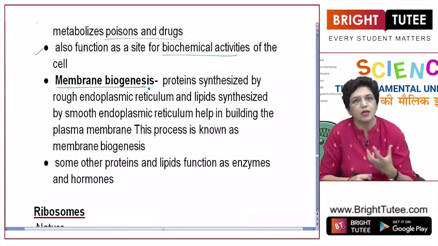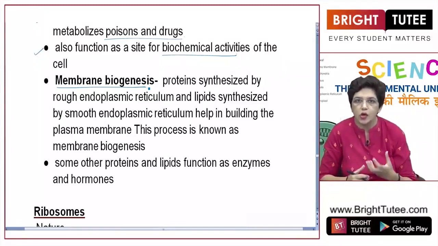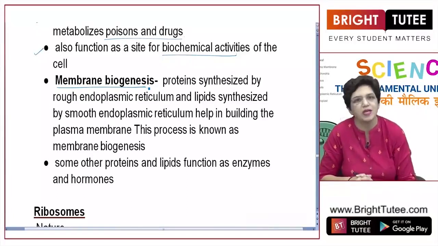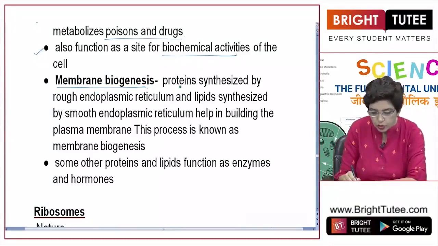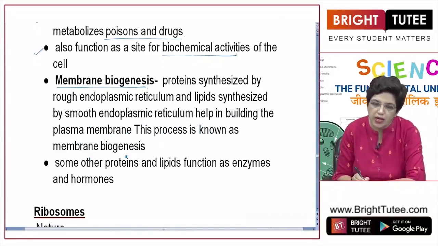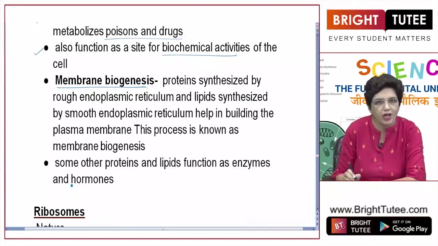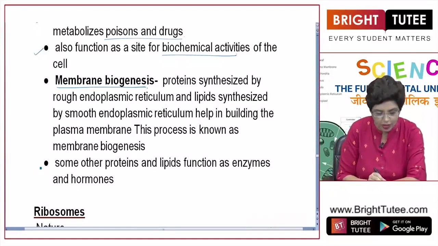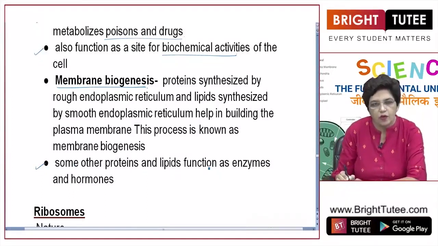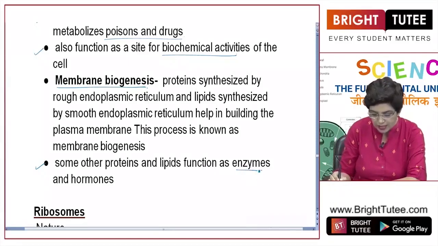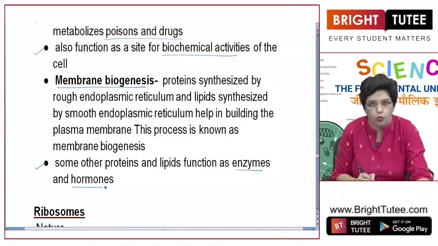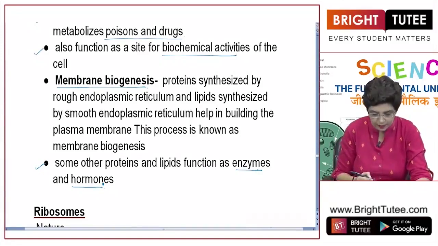This topic actually comes under the function of endoplasmic reticulum because these proteins and lipids are made by the endoplasmic reticulum. So membrane biogenesis: the proteins synthesized by rough endoplasmic reticulum and the lipids synthesized by smooth endoplasmic reticulum help in building up the plasma membrane, and this process is known as membrane biogenesis. So it can come as a separate question or it can come under the function of endoplasmic reticulum. Another important function: some of the proteins and lipids manufactured by endoplasmic reticulum function as enzymes or hormones. Enzymes or hormones are also made up of proteins and lipids.